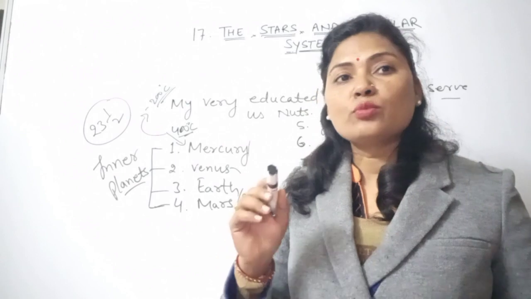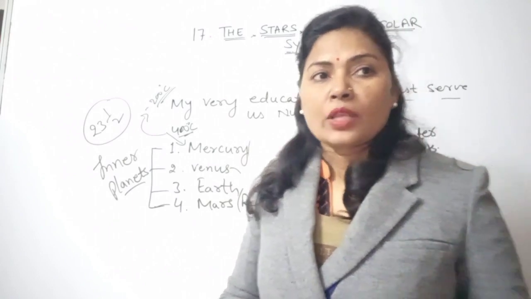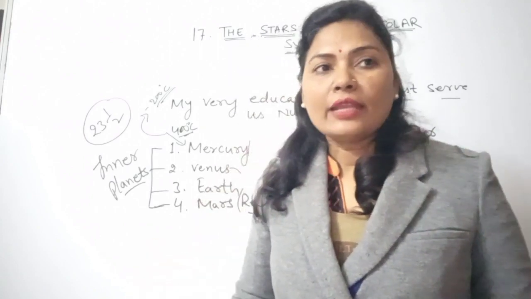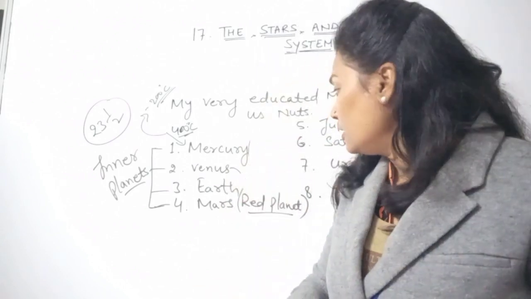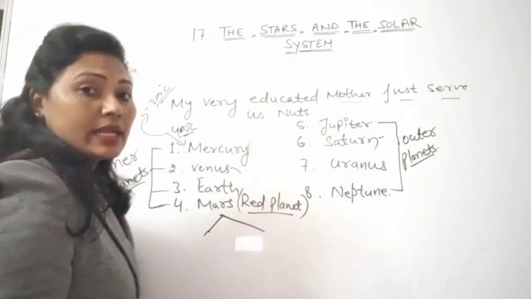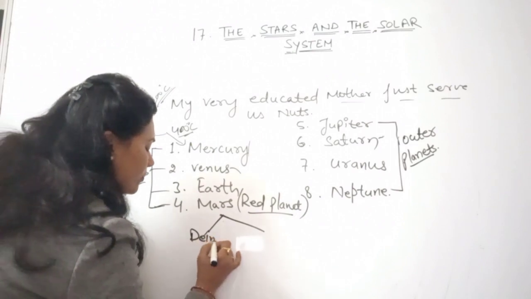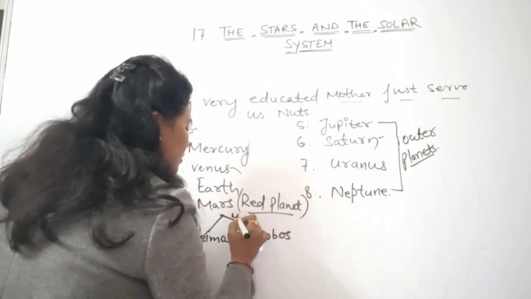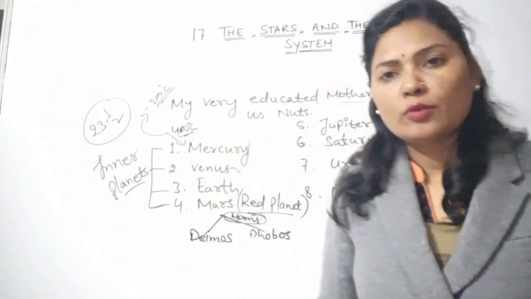The atmosphere has mostly carbon dioxide and some water vapor is present. It has the largest volcano in the solar system and the deepest canyon, and it has two moons, that is Deimos and Phobos. So you can write that it contains two moons. So write the names of the moons, Deimos and Phobos. These are the two moons which are present on Mars.